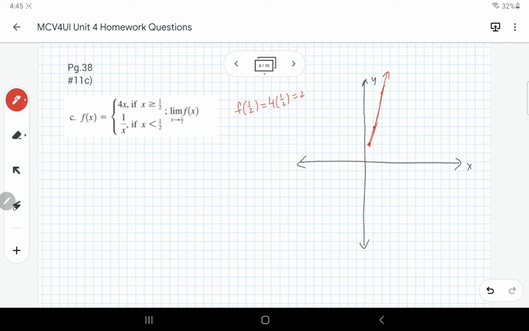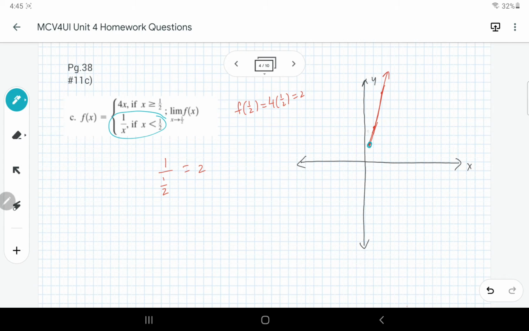Okay. And then the next piece is that f of x is 1 over x if x is less than 1/2. So let's figure out where the open circle would be. 1 over 1/2 is also equal to 2. So for this part of the function, I would have a hole at 1/2 and 2. So that means it is actually continuous.